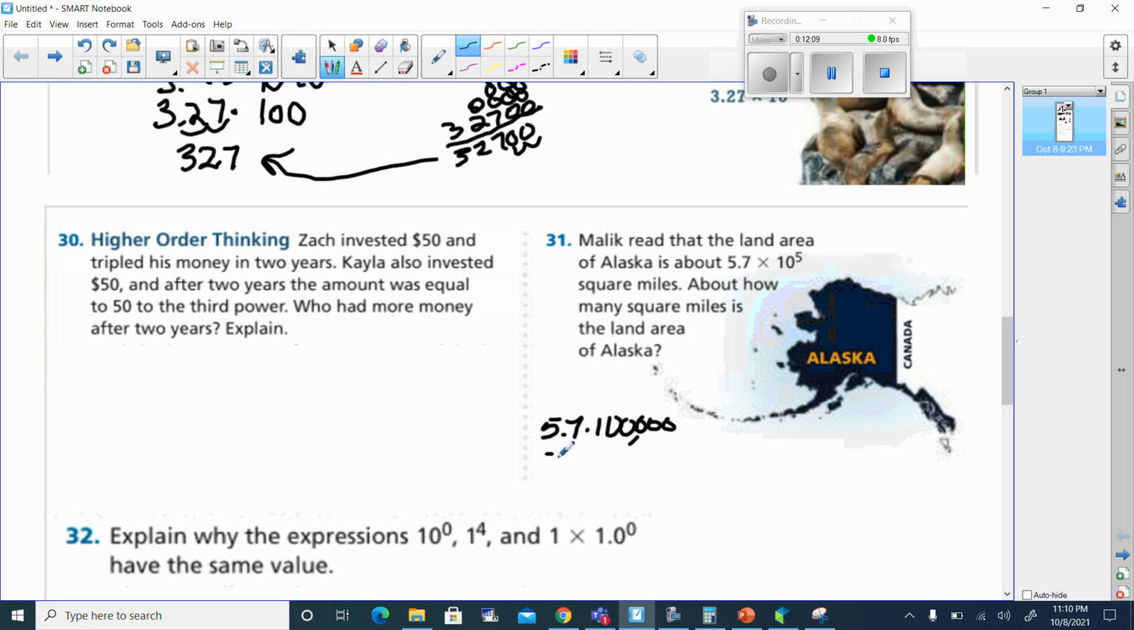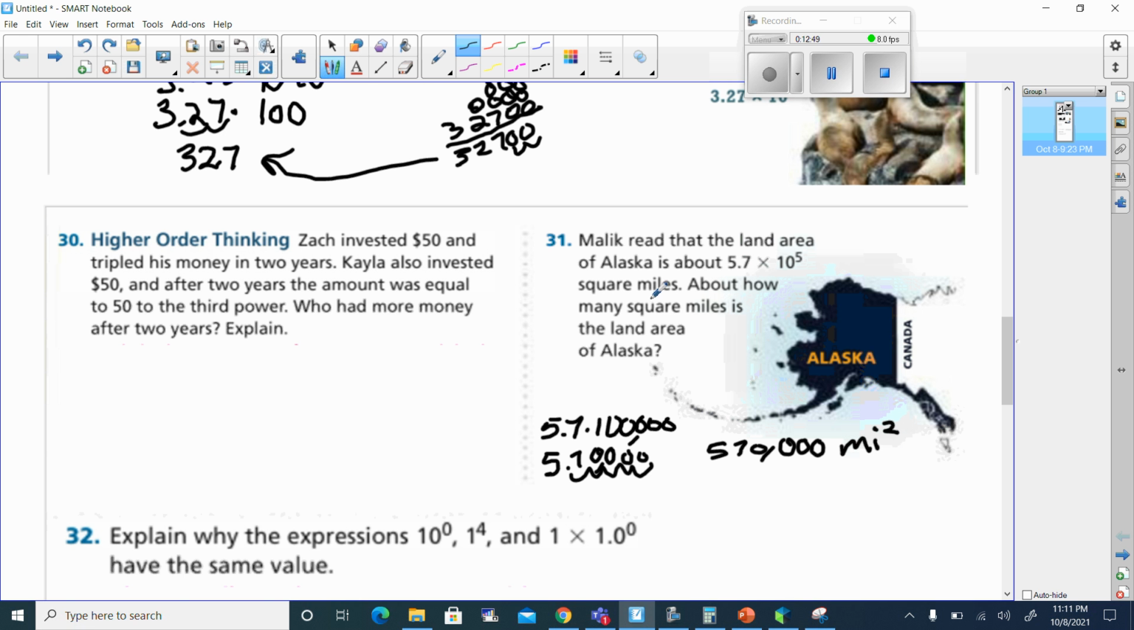So when we multiply this, we're moving that decimal over that many zeros. So we're going to be taking 5.7 and moving that decimal point 1, 2, 3, 4, 5, which means I'll have 4 places to put zeros at. And so my answer is going to be, let's see, 570,000. And it says miles, so it'd be square miles. So let's see, miles squared.